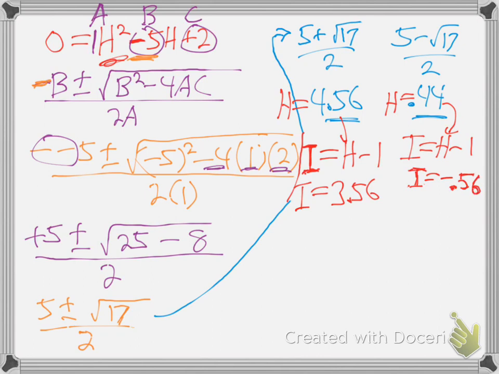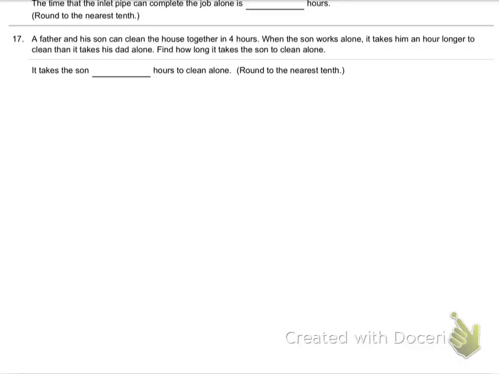And that can't be. So that hose and that inlet answer are wrong. The real ones are 4.56 and 3.56. I think they want you to round them to 4.6 and this one to 3.6. There we go. Last one, finally.